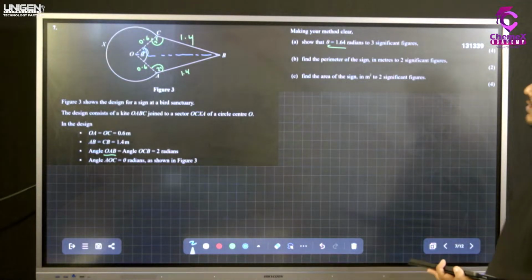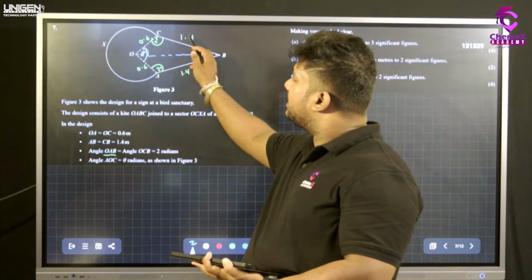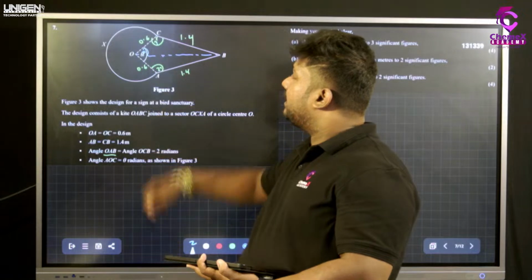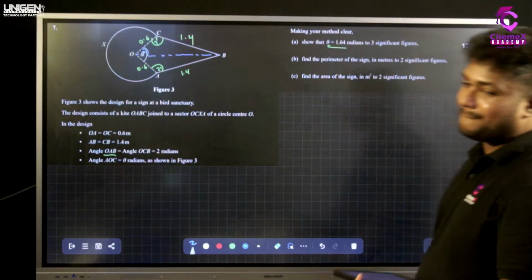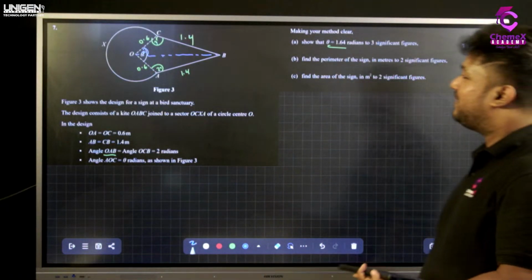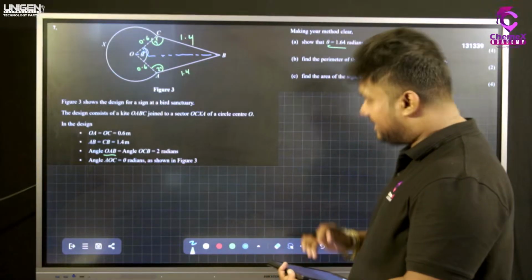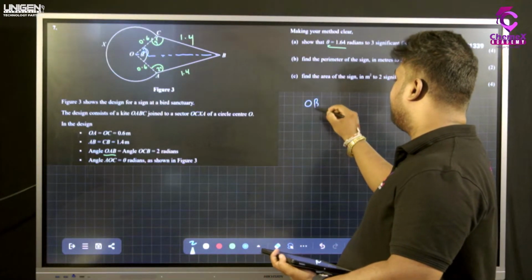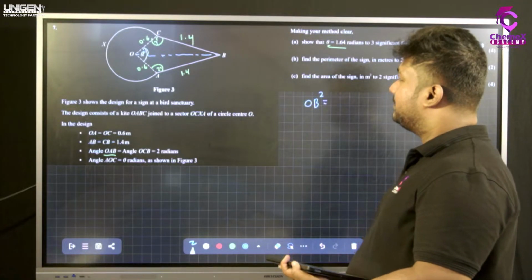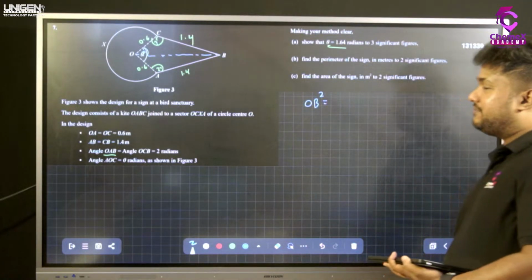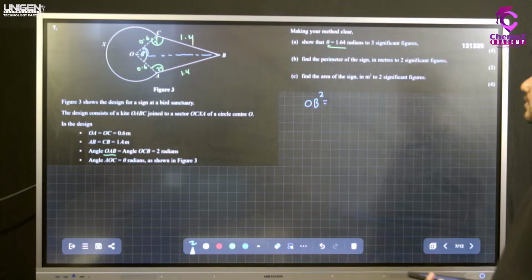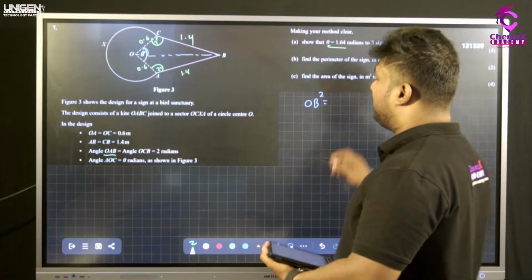If you use the sine rule, you can't, because there's one angle and the other angle is not known, its side is known. Then how do you do it? Use the cosine rule and find OB, right? So you have to find OB anyhow.